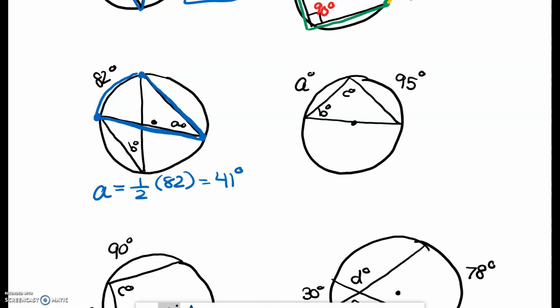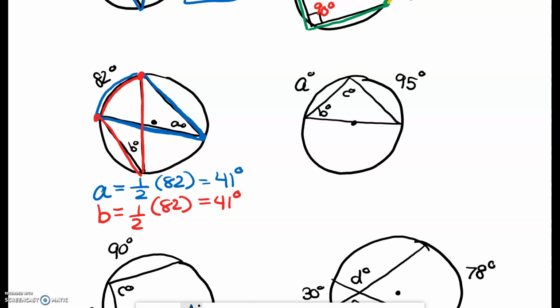What is angle B though? Well, I'll trace B. B has the same endpoints as A, so its arc is the same. So B is 1/2 of the arc, which is 41 degrees, which makes sense. They intercept the same arc. They should be congruent angles.